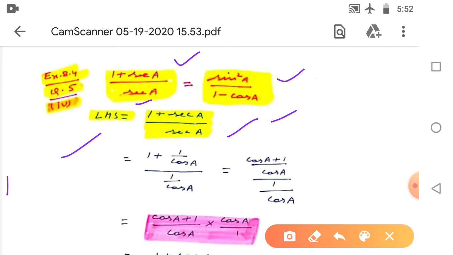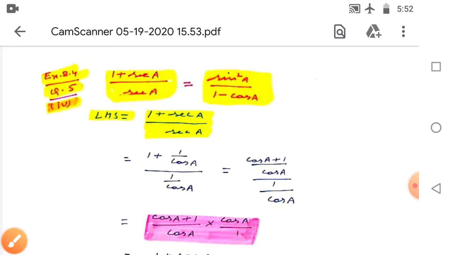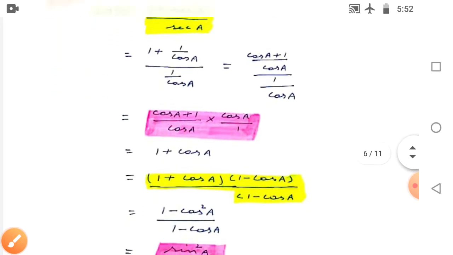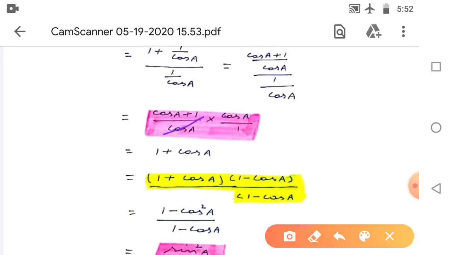So here convert into the basic, that is in form of cos a. So sec a is equal to 1 upon cos a. And finally we get, when we take the LCM in the numerator, 1 plus cos a upon cos a, upon 1 upon cos a. And finally we get 1 plus cos a upon cos a into cos a here, and this is gone, and we have 1 plus cos a. Clear? So 1 plus cos a.